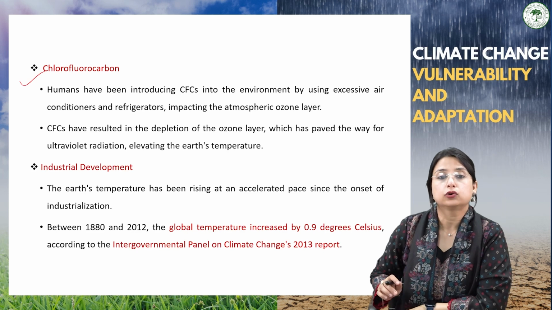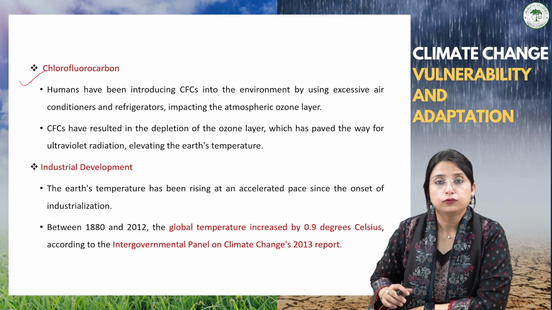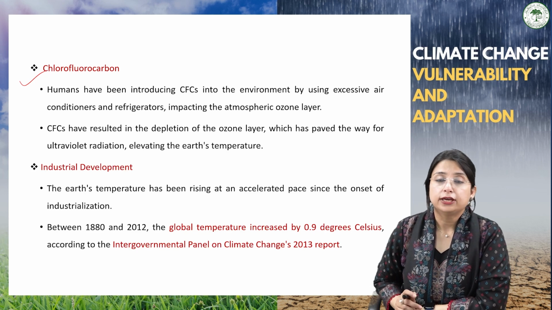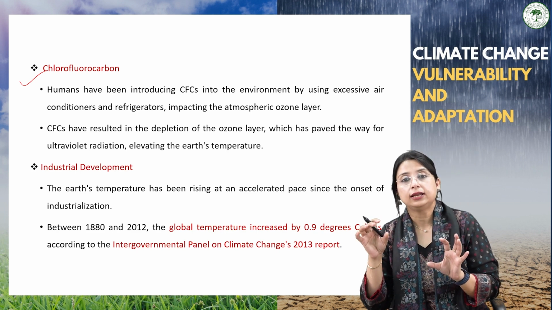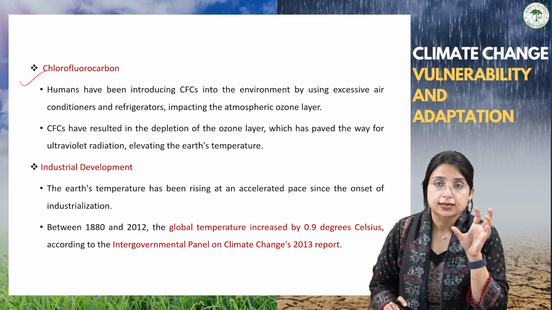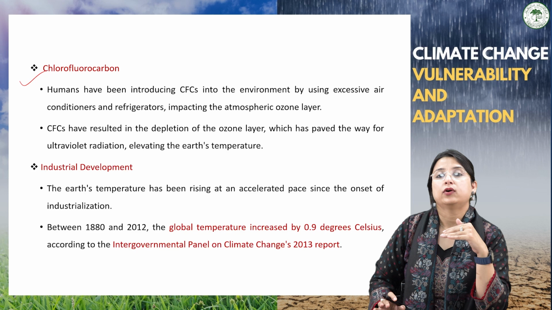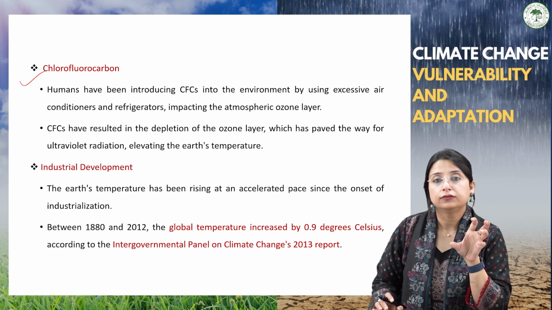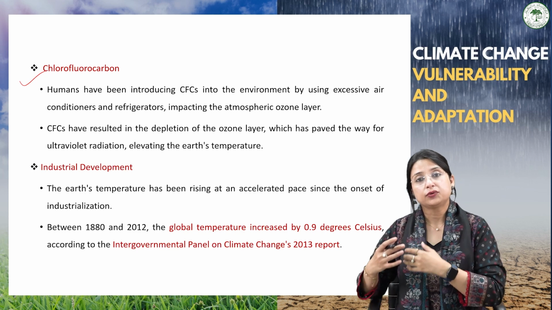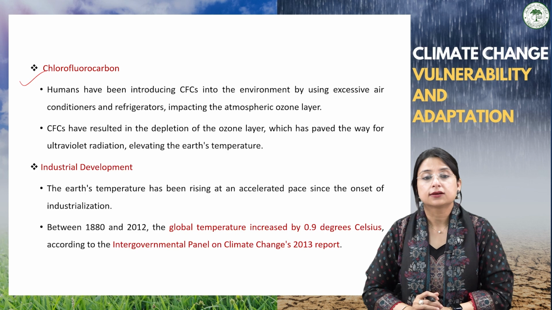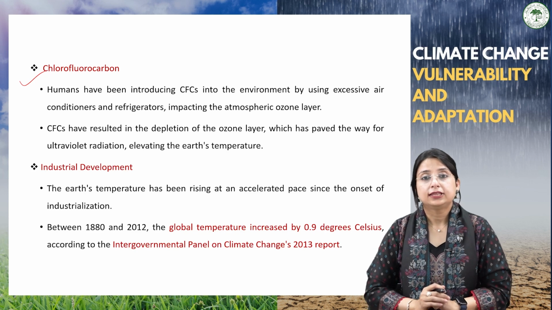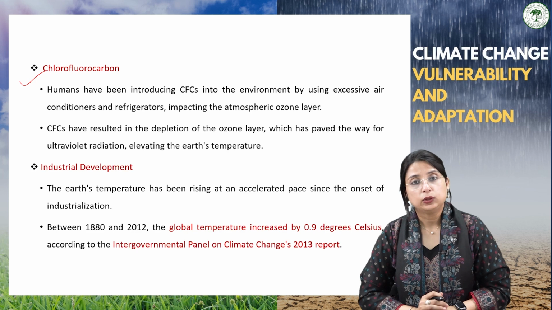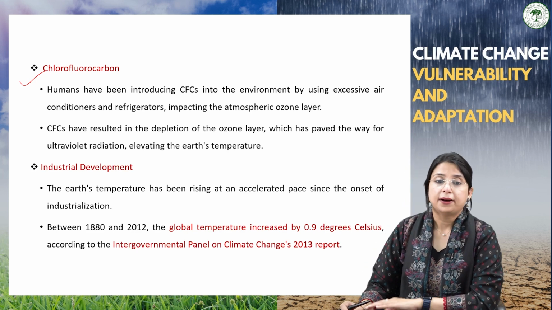Another important gas is chlorofluorocarbons. We are now introducing chlorofluorocarbons, known as CFCs, into the atmosphere by the use of excessive air conditioners and refrigerators, and these CFCs impact the atmospheric ozone layer. There is depletion and thinning of the ozone layer, which protects us from the ultraviolet rays. Because this ozone layer absorbs ultraviolet rays, once it is depleted, there will be an increase in the receipt of ultraviolet rays by the Earth's surface, thus a rise of temperature can be observed. CFCs have resulted in the depletion of the ozone layer and thus paved the way for ultraviolet radiation, elevating the Earth's temperature.